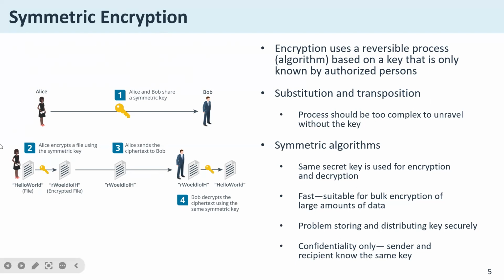Now, one thing you should know about symmetric encryption is that the same key is used for both encryption and decryption. It's just like Alice trying to communicate with Bob. Alice and Bob share a symmetric key. To enter a door, you use the same key to open it this way and the same key to come in from the other end. That's simply symmetric encryption. It's fast and suitable for bulk encryption of large amounts of data, because asymmetric is going to be slower and take more time.